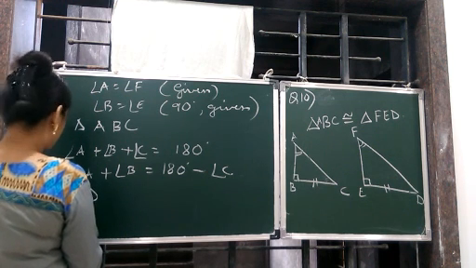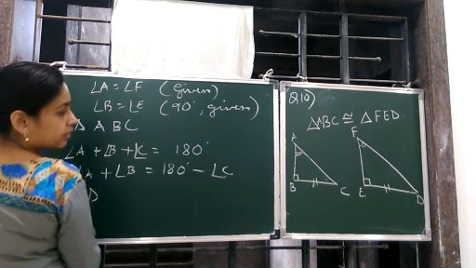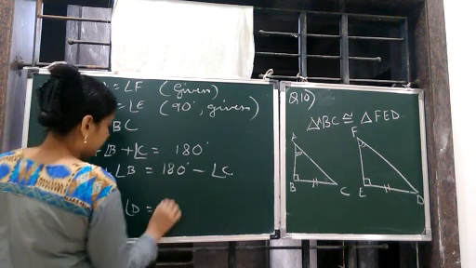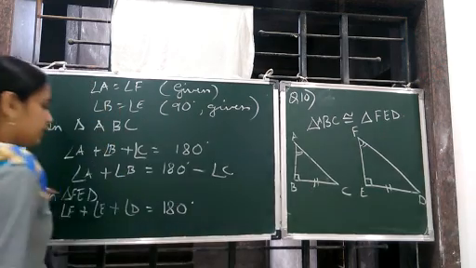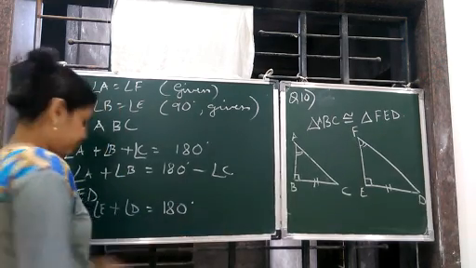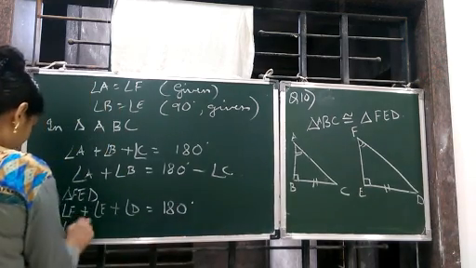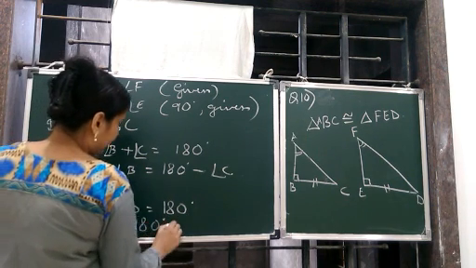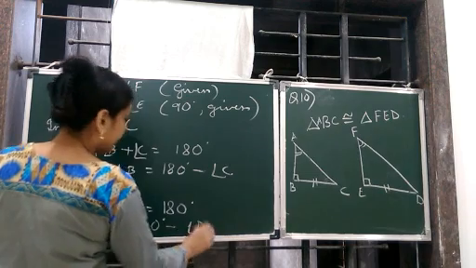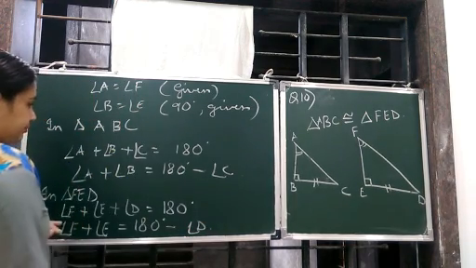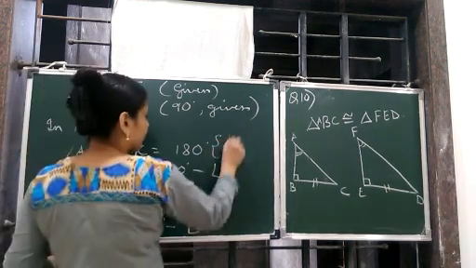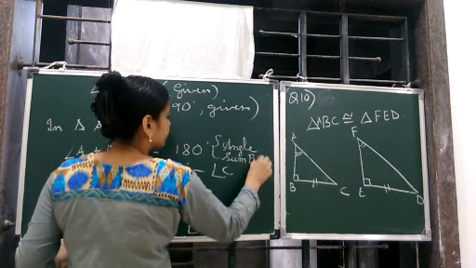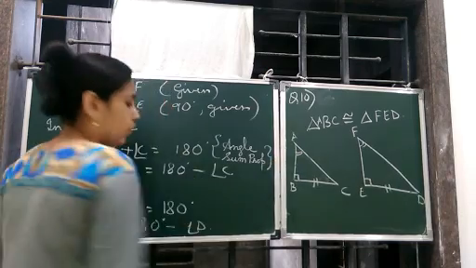Angle F plus angle E plus angle D is equal to 180 degree, correct? Same thing, we move this here, which means angle F plus angle E is equal to 180 degree minus angle D. Now here you can write angle sum property. You have used the angle sum property.